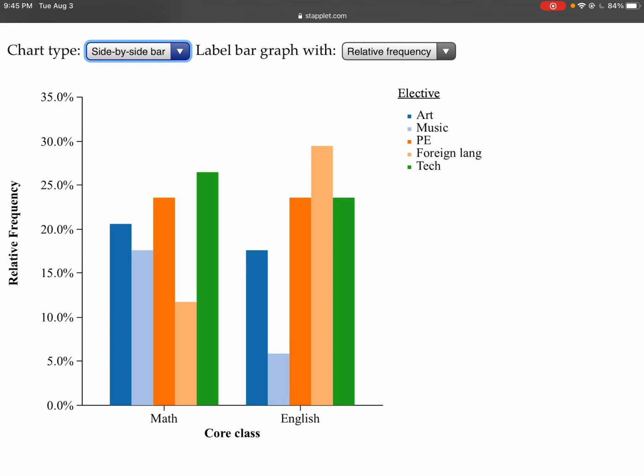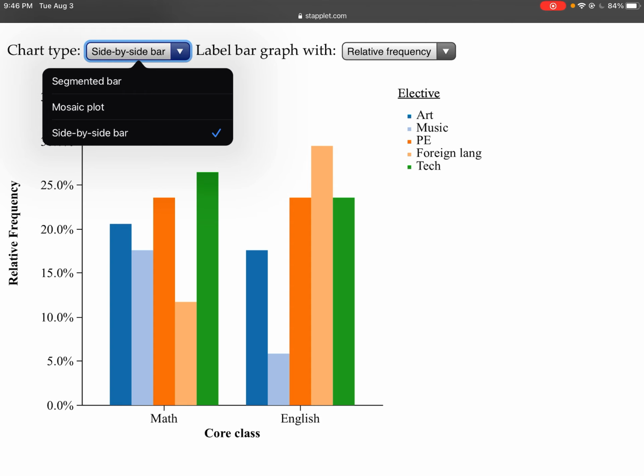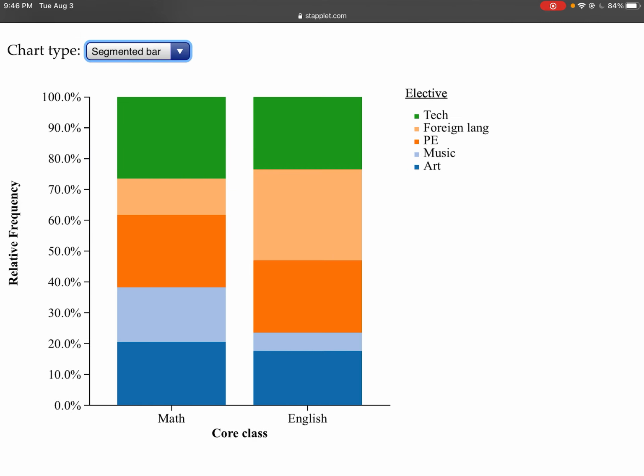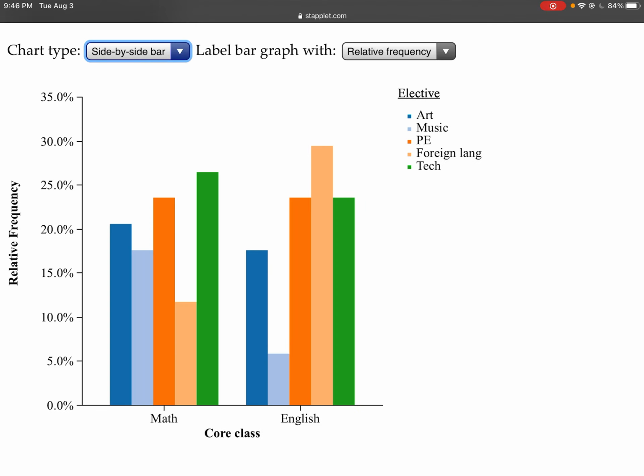And then let's look at the side-by-side bar graph. Instead of stacking the different color segments on top of each other to make a full rectangle of 100%, we just put the little colored segments side by side next to each other. All the colored segments for math are grouped together, all the colored segments for English are grouped together. Personally, I prefer the segmented bar graph. Recently, I would say this is becoming a lot more common on the AP exam, right? Seeing these segmented bar graphs versus maybe a side-by-side bar graph.